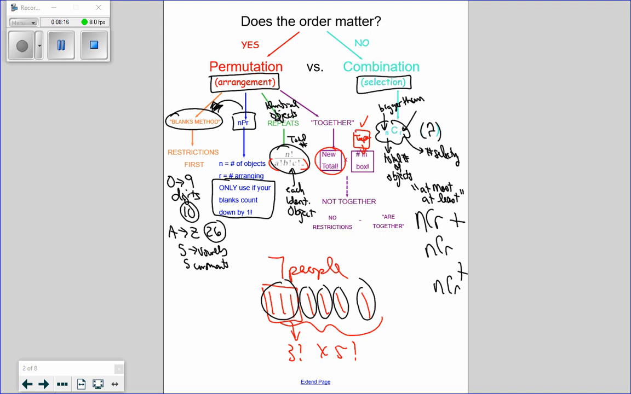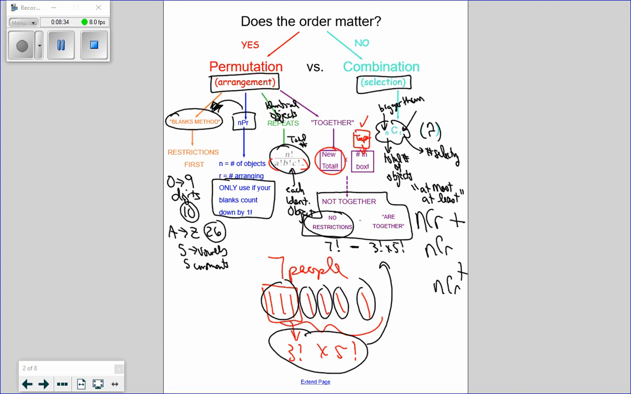And then the not together questions, these are just the opposite. So not together is you do no restrictions. So it would be 7 factorial for 7 people minus they are together. So you would just punch that into your calculator.